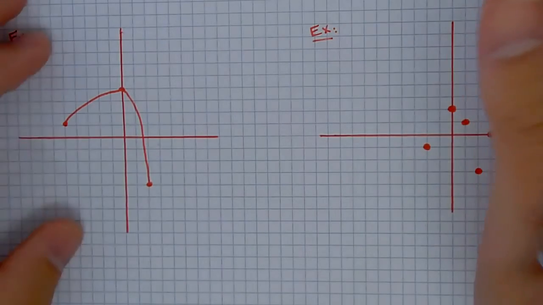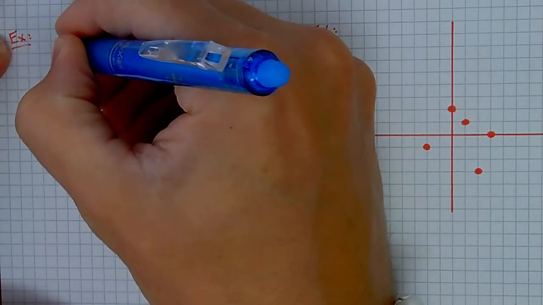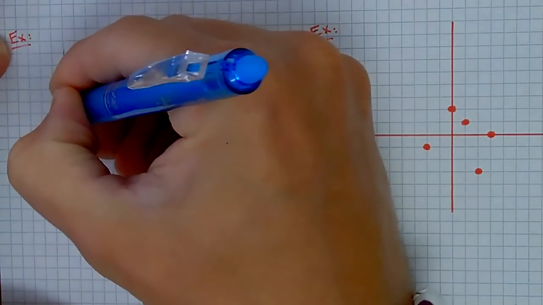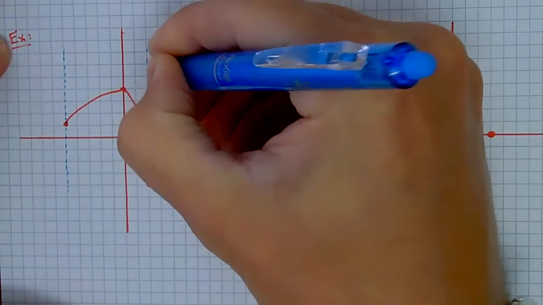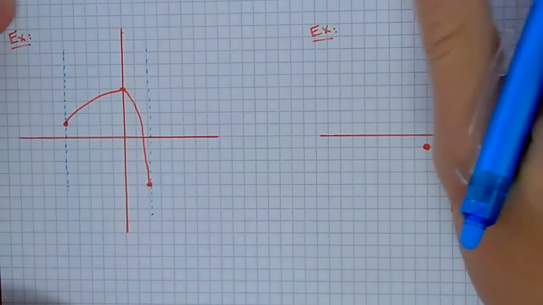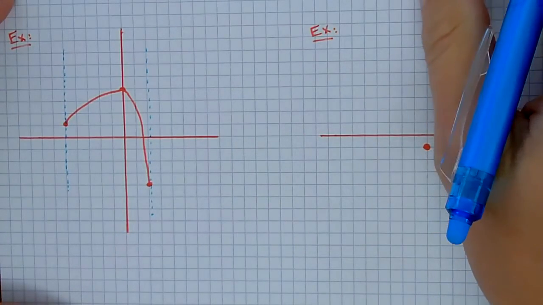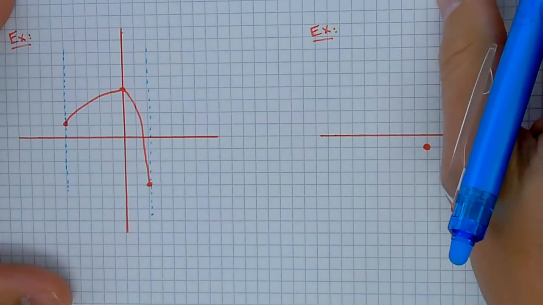To determine our domain, okay, the easiest way to do it is we want to find what is our furthest input to the left, and then what is our furthest output to the right. Okay, and I like to do these little dotted lines, okay, because it makes it a little bit easier for me.